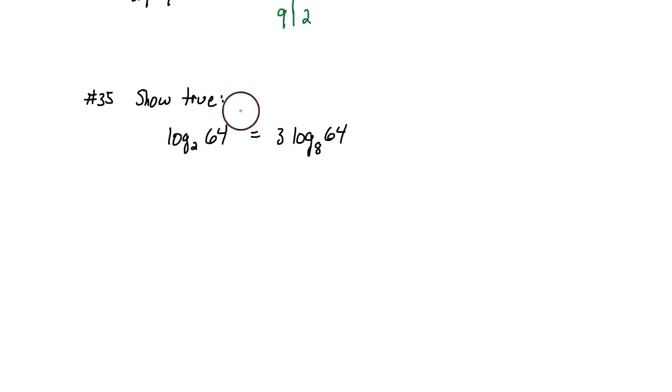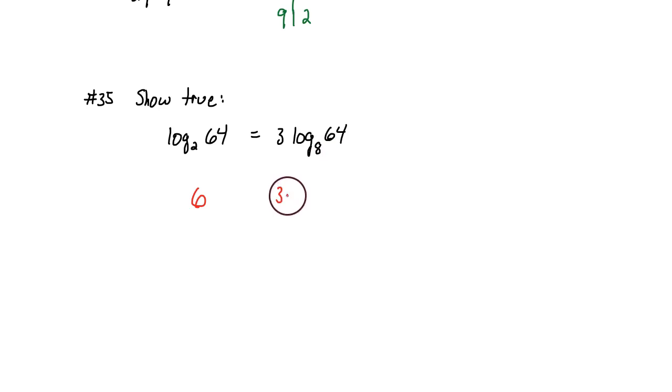Last question. Show that this equation is true. We want to show that the left side is equal to the right side. So let's do one work step on the left side. Let's evaluate log base 2 of 64. Ask yourself, 2 to what power makes the argument 64? That equals 6, because 2 to the 6th power is 64. Now go to the right side, and let's evaluate this.